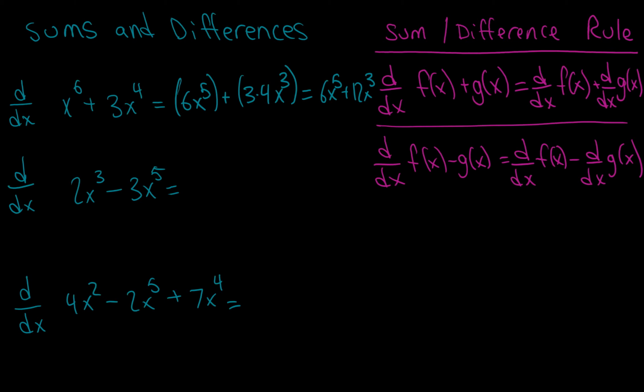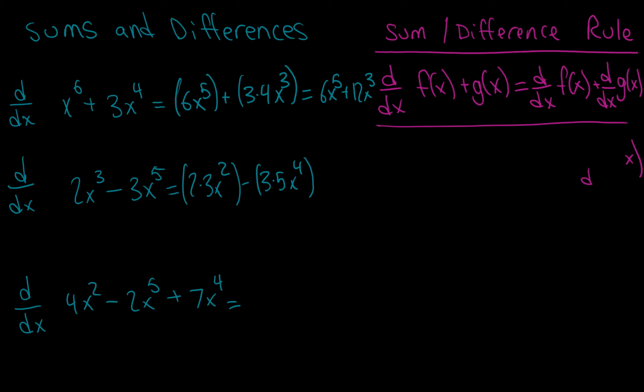So here we have 2 times x to the 3 minus 3 times x to the 5. So again, break it into parts. So that is going to be 2 times 3x to the 2 minus 3 times 5x to the 4. Now I'll remove this to give us a little more space to simplify this out. So that just simplifies to 6x squared minus 15x to the 4th.